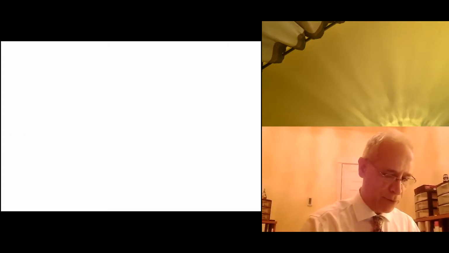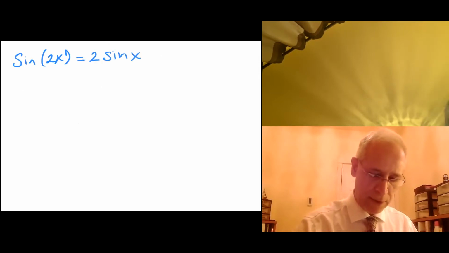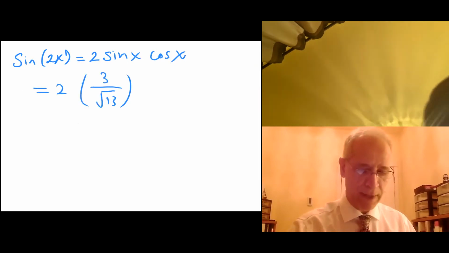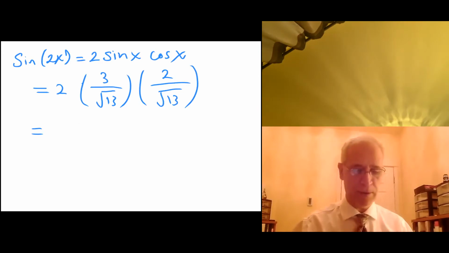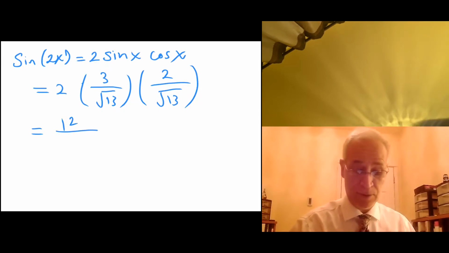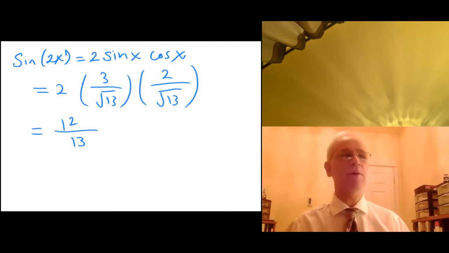First, sine of 2x equals 2 sine x cosine x. That equals 2. We said sine of x was 3 over root 13, and we said cosine of x was 2 over root 13. So this equals 2 times 3 is 6, times 2 is 12 over root 13 times root 13, which gives me 13. So sine of 2x equals 12 over 13.